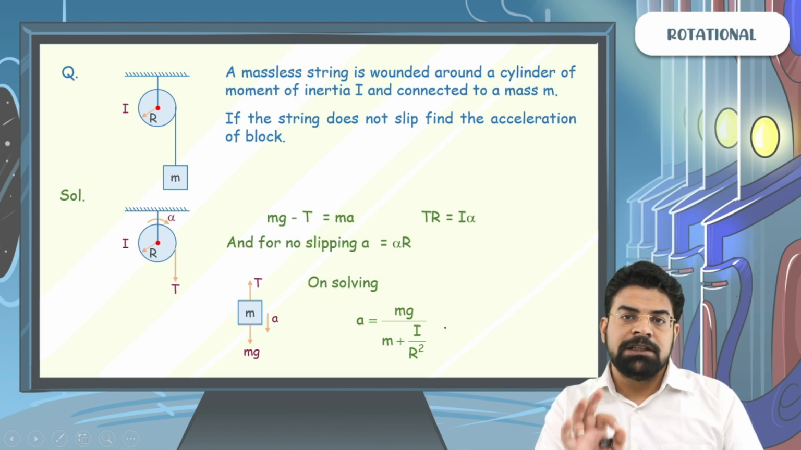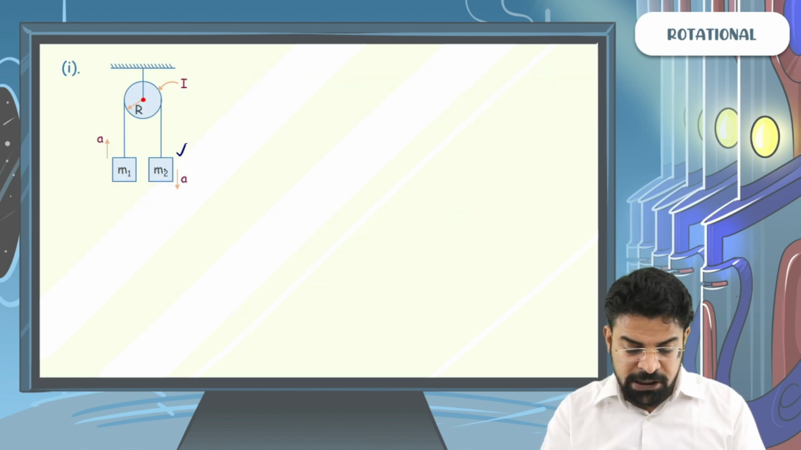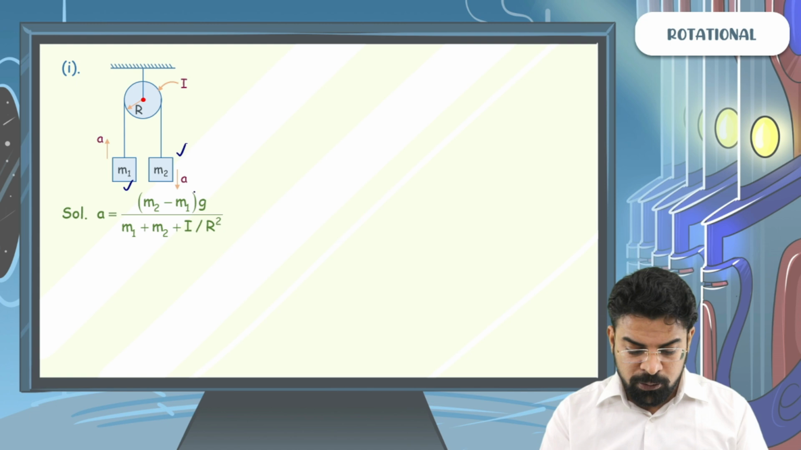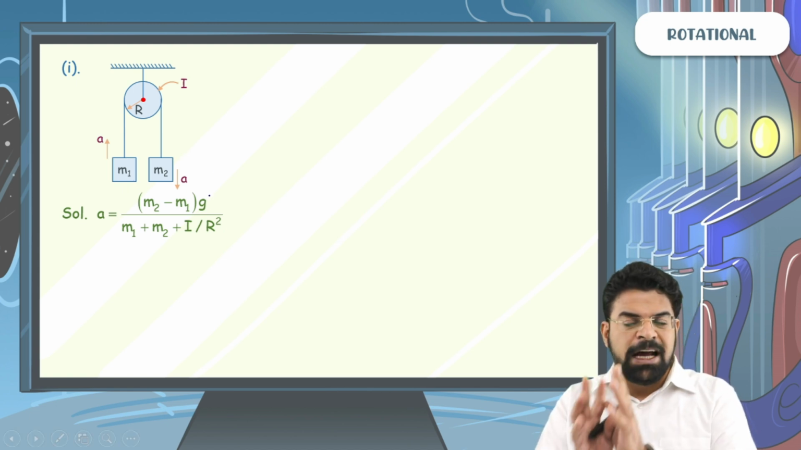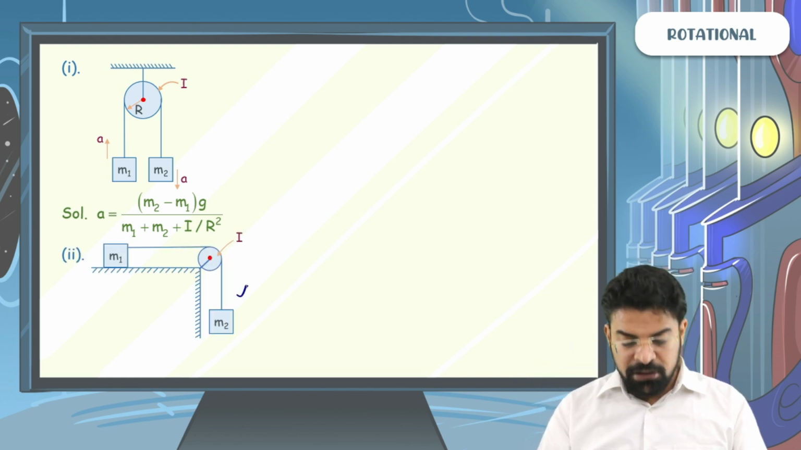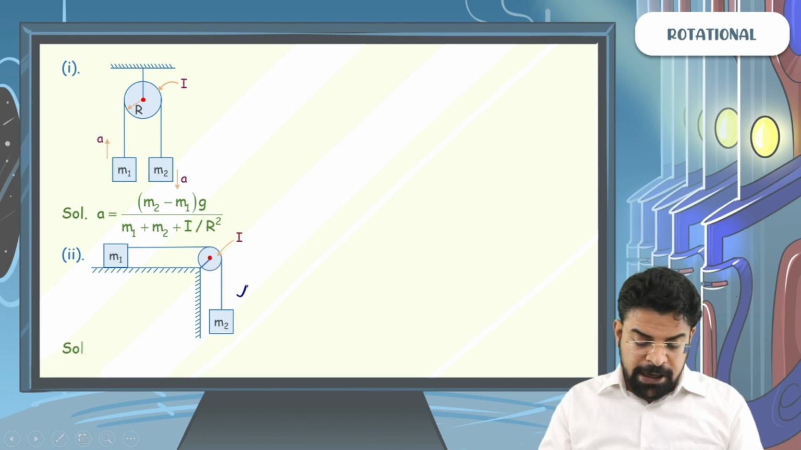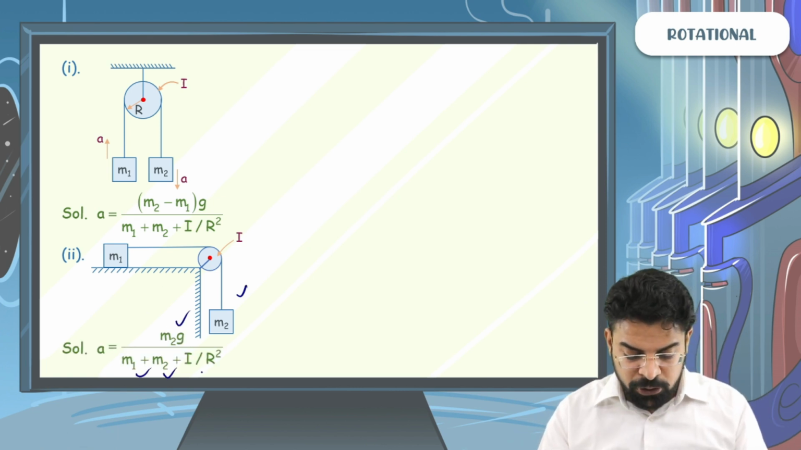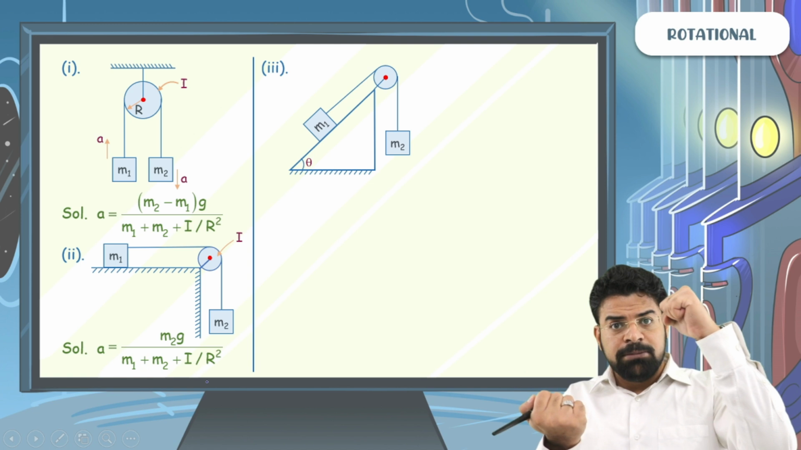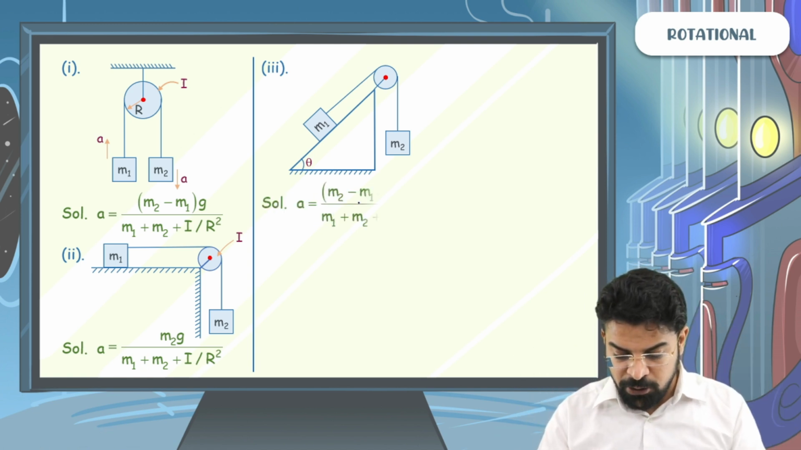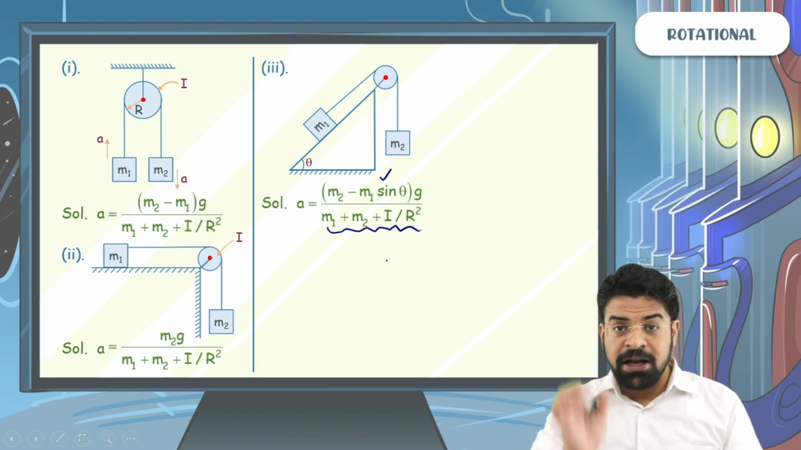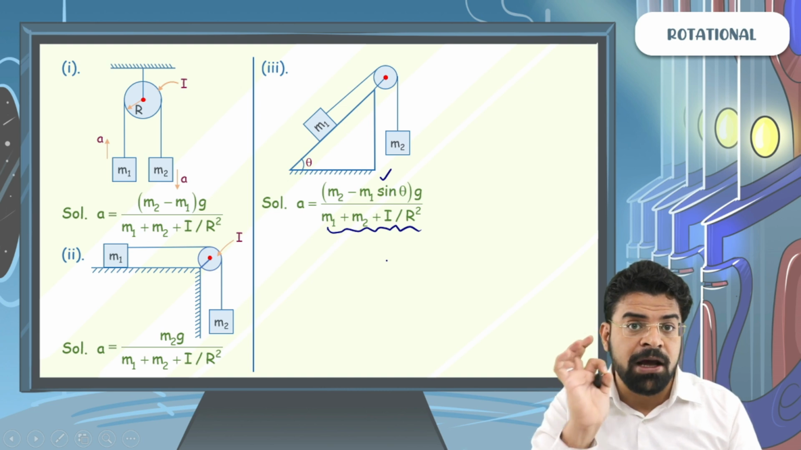So revising all the cases we have done till now on a single page. The first case, a block of mass m2, a block of mass m1. In this case, acceleration came out to be m2 minus m1 into g upon m1 plus m2 plus I by r square. Just add an extra term of mass I by r square. The second case, here the driving force was m2g. So you will write m2g upon m1 plus m2 plus I by r square. The third case, here the driving force was m2g minus m1g sine theta. So the acceleration came out to be m2 minus m1 sine theta whole into g upon m1 plus m2 plus I by r square. Add an extra term of mass equal to I by r square.